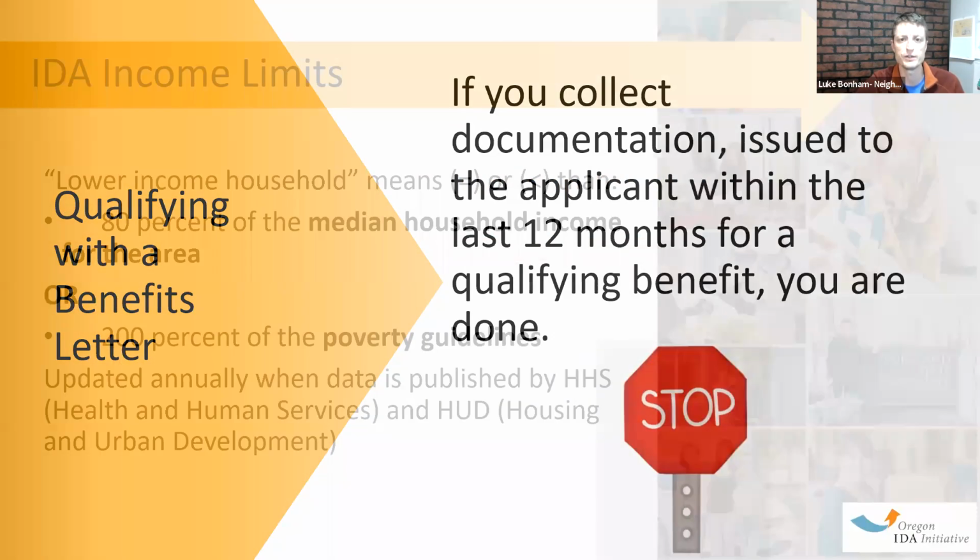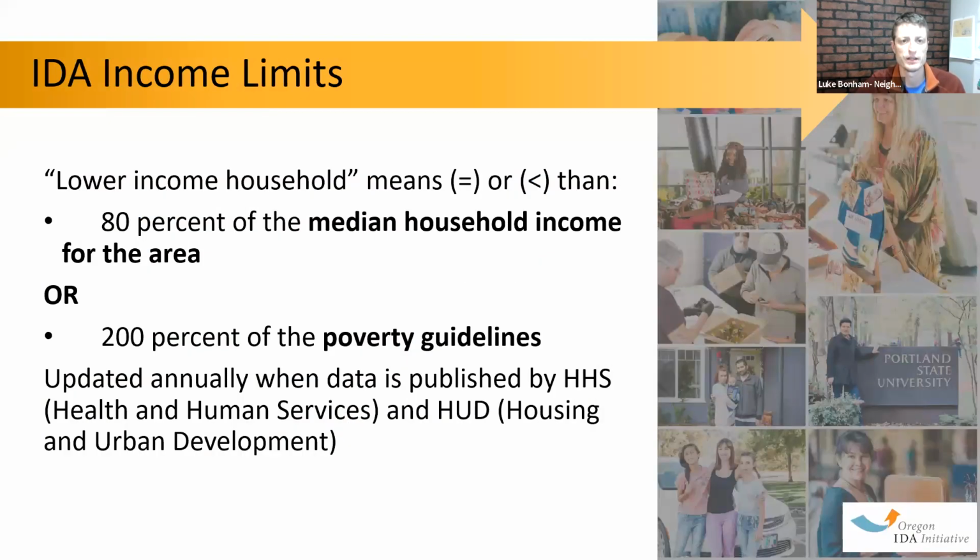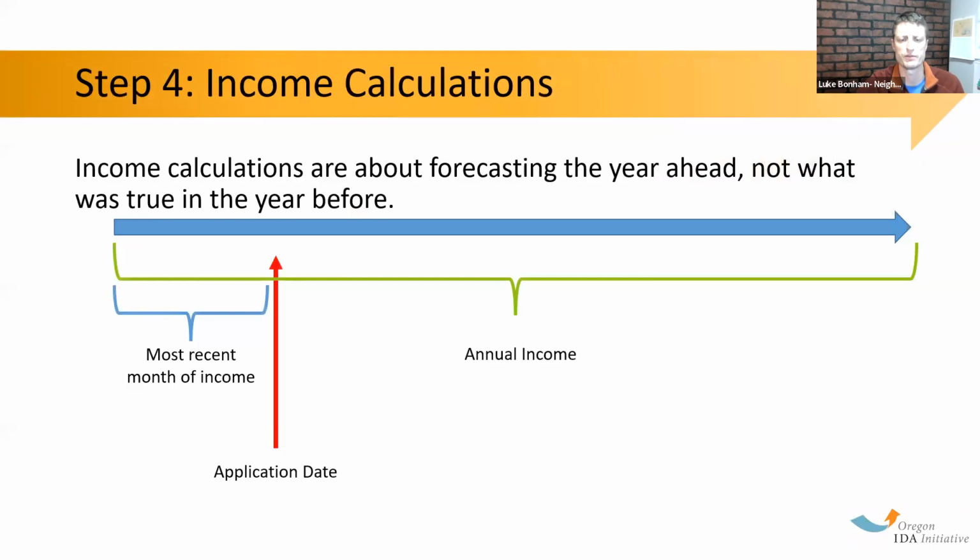If not, then you use the IDA income limits. Neighborhood Partnerships updates the income calculator each spring, usually in April, to reflect the current income limits by county and household size. The IDA income calculation is about forecasting the year ahead, not the past year. The IDA income calculation should consider the household's recent income based on the application date. Documentation of income earned after the application date can be considered if that's what's being provided, but should go no further than 1 month after.